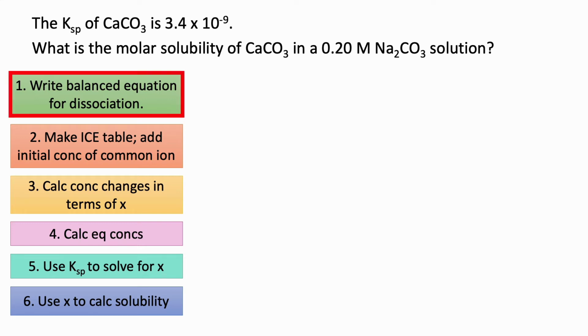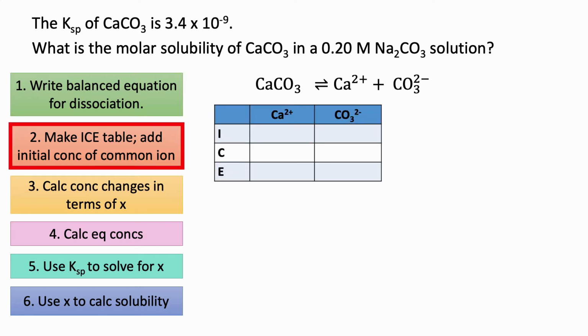Step 1 says write a balanced equation for dissociation. So here's our balanced equation. Calcium carbonate dissociates into calcium ions and carbonate ions. There is a 1:1 ratio for that. For our ICE table, we add the initial concentration of common ion. That's what's in the solution before you put calcium carbonate in. So we have 0.20 molar of carbonate, and we have no calcium before we add our calcium carbonate, so that's going to be 0.